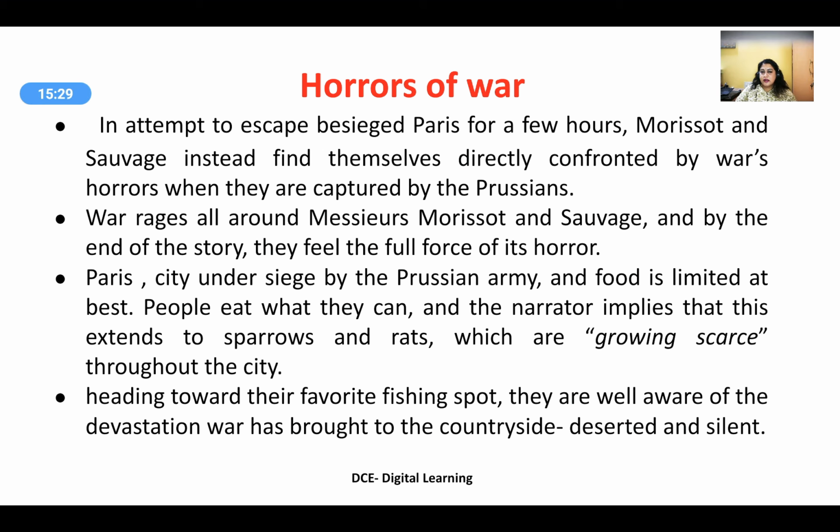Paris, the city under siege by the Prussian army, and food is limited at best. People eat what they can, and the narrator implies that it extends to sparrows and rats, which are growing scarce throughout the city. This is rather sad.